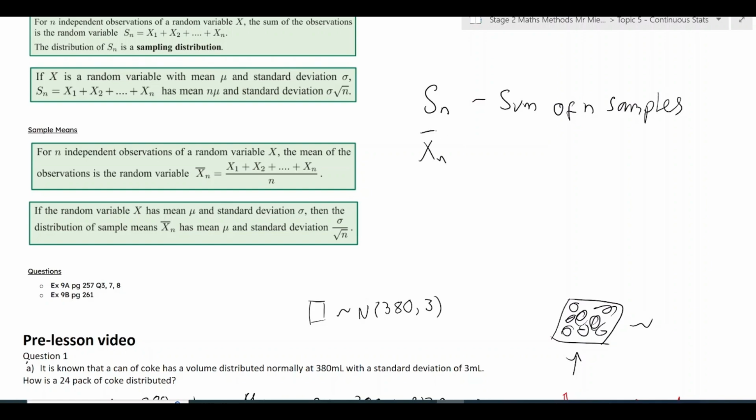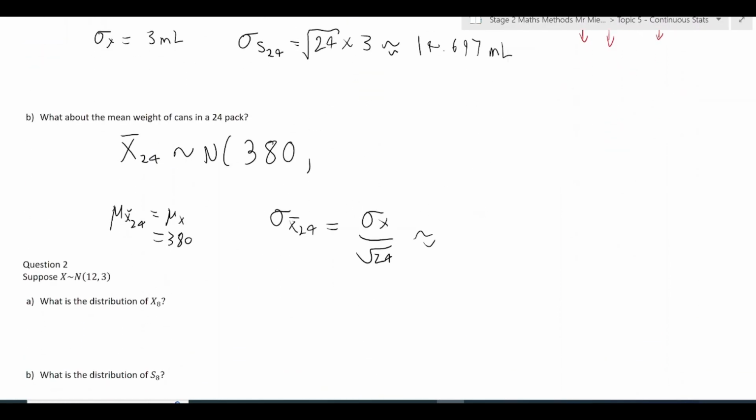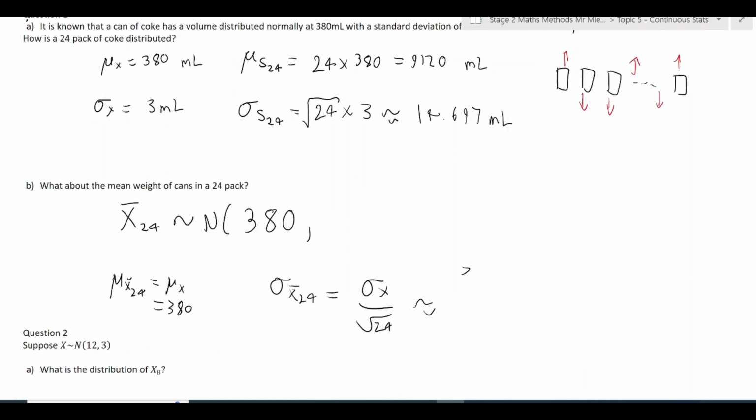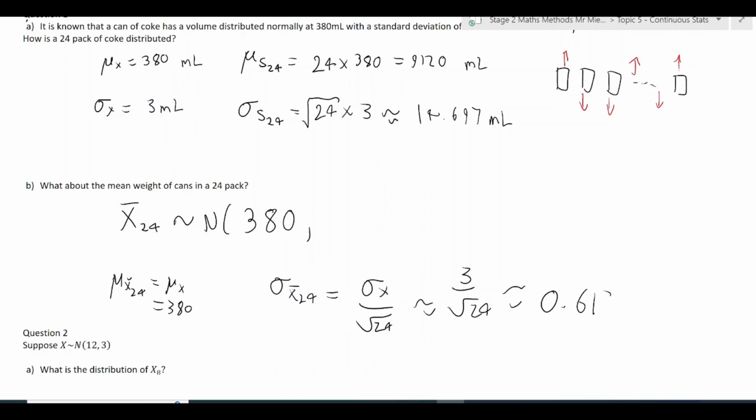And X̄n is sort of the average of n samples. So it's like you've taken a 24-pack, but divided by 24 to get the numbers back to a sensible amount. Anyway, this ends up being the original standard deviation of 3 over root 24, which, let's work that out. 3 divided by square root 24 gives you 0.612. So we can see that it is a lot less spread out, way, way, way less spread out.